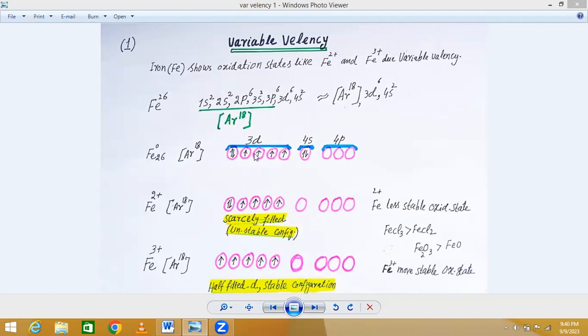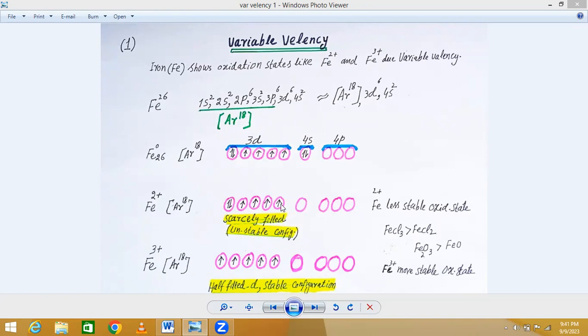Writing in terms of 3d, 4s and 4p subshells, here we can see in 3d there are 6 electrons, in 4s there are 2 electrons, and 4p is empty. If the 4s electrons are lost, we shall get the ferrous ion. The oxidation state is 2 plus. So the configuration can be written as, here you can see it is empty.